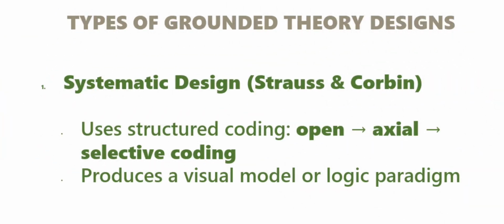The three grounded theories. The first one is systematic or Straussian grounded theory. It is associated with Strauss and Juliet Corbin. Its core principle: it uses a more structured and systematic procedure to ensure rigor and theory development. It involves specific steps like open and selective coding, and often leads to a logic paradigm or visual representation of theory.